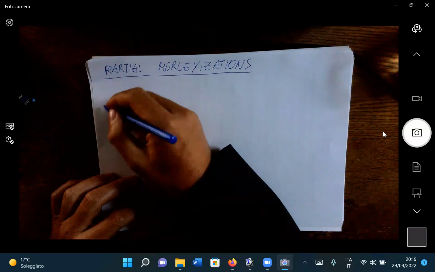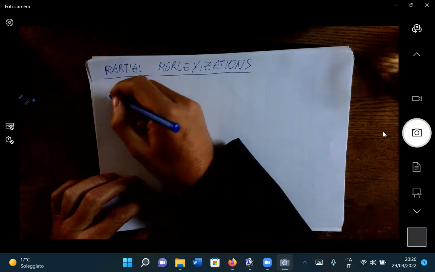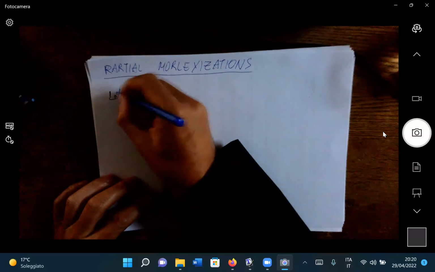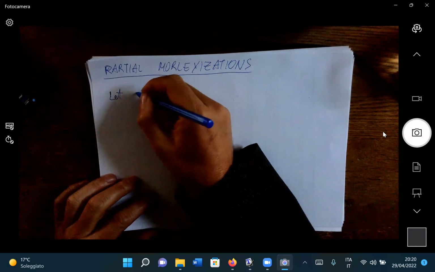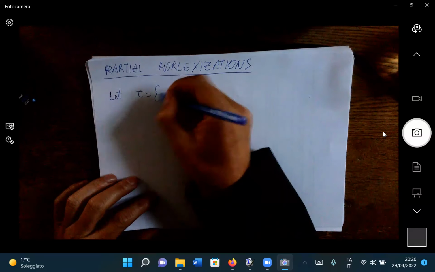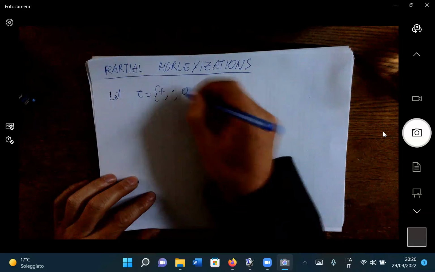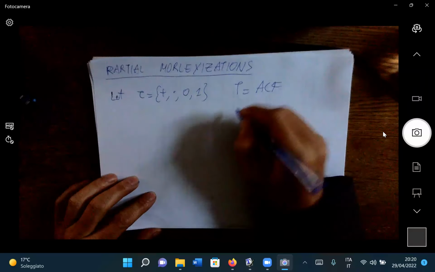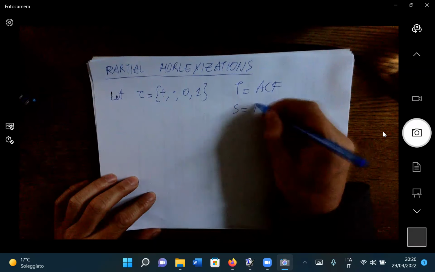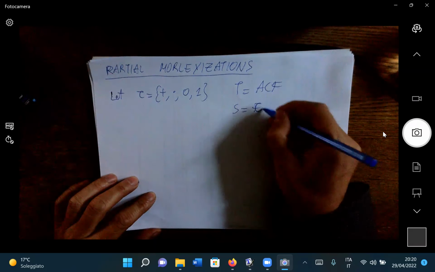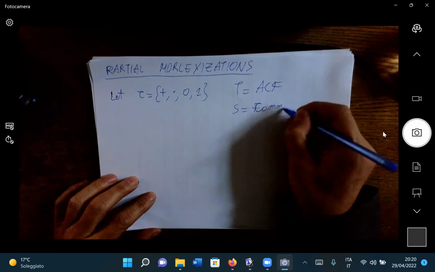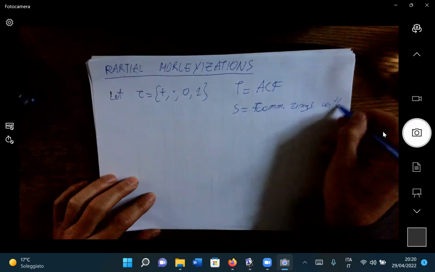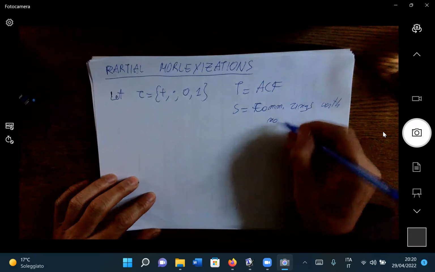So let me start with the problem we have. Let tau be the signature for fields, so plus, times, 0, 1. Let T be algebraically closed fields, and S be fields. Sorry, S be commutative rings. Sorry, it's easier for me to build a counterexample with no zero divisors.